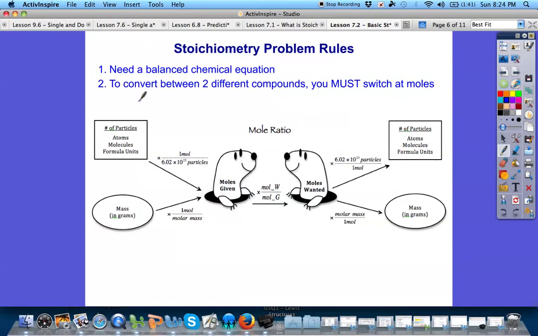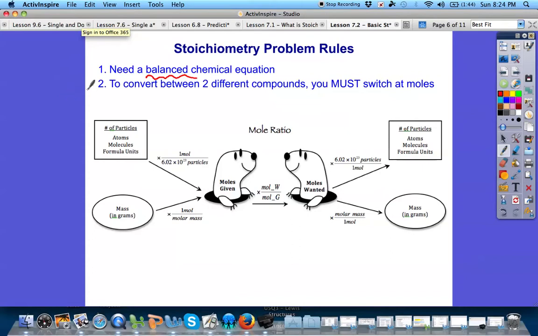First off, there's a couple of rules for stoichiometry problems, and I would write these down in the margin at the bottom of your page. The first rule is that you need a balanced chemical equation. Sometimes you're going to be provided with a balanced one. Other times you're going to need to balance it. So make sure that it's balanced before you start doing your calculations. Otherwise, you'll need to start over.